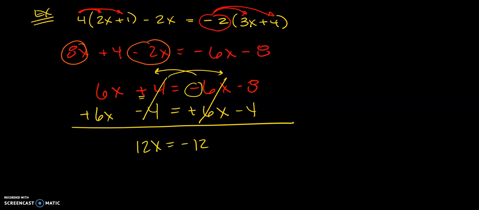But again, I'm not solving for 12x, I'm solving for x. So I'm going to divide both sides by 12 because 12 divided by 12 gives me 1, or in this case, 1x. So negative 12 divided by 12 is a negative 1.